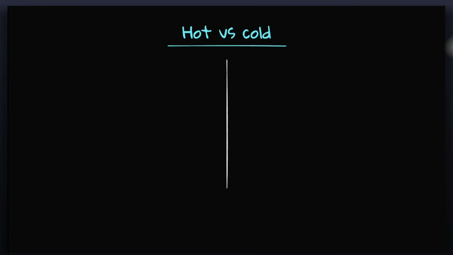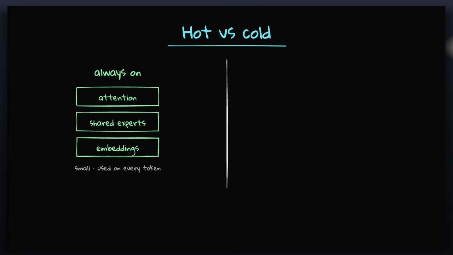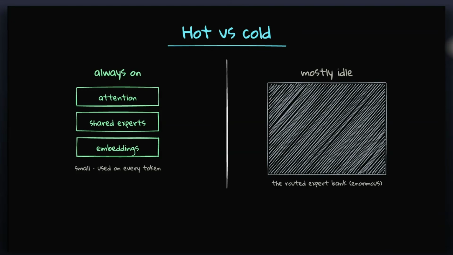Okay, so if you think about it, we can split the model into two different parts. One is going to be the hot part, and the other is going to be the cold part. The hot part is the dense stuff. Think about attention, shared experts, and embeddings, which are small and used on every single token. The cold part is that giant bank of routed experts, which are enormous in size, but they are going to be mostly idle at any instant, as we saw before.